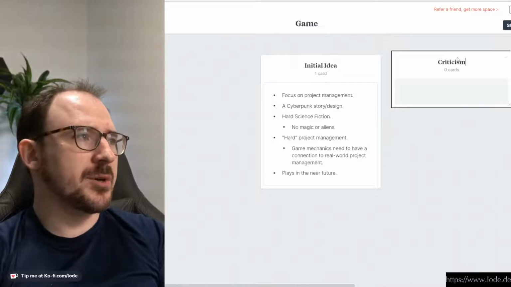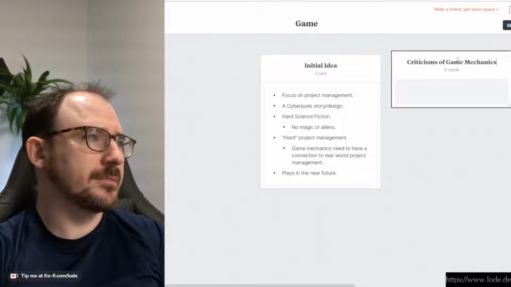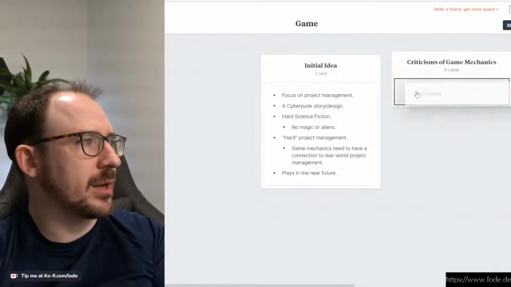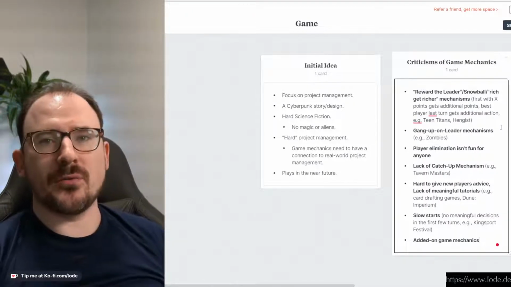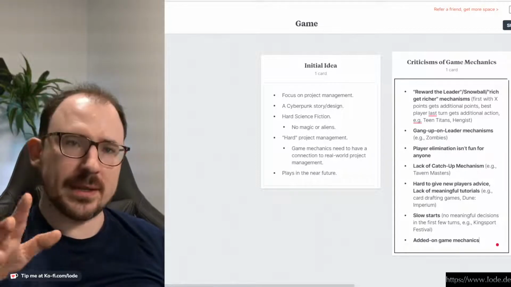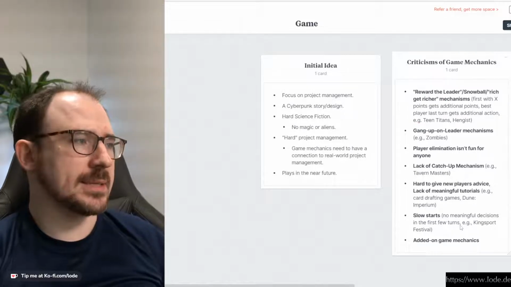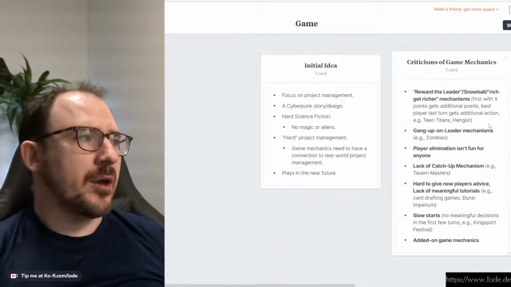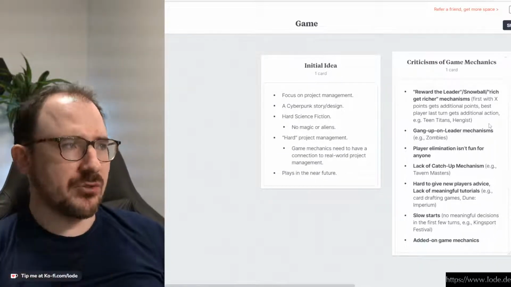We could call that what are typical criticisms of game mechanics. And of course, if you're writing a book, same would be, okay, maybe write a list of what are typical criticisms of books, of plots, etc. Of course, there are significantly more books than games, but the basic idea is the same in terms of learning. For example, here, reward the leader, snowball, the rich get richer mechanisms.